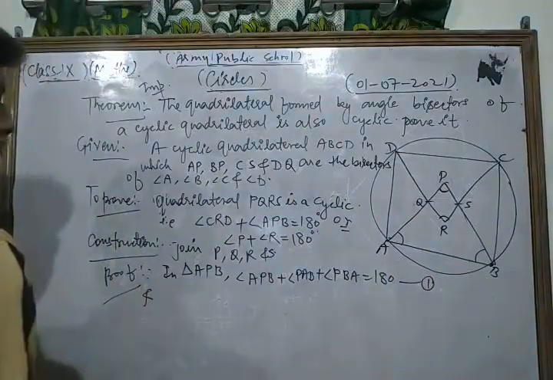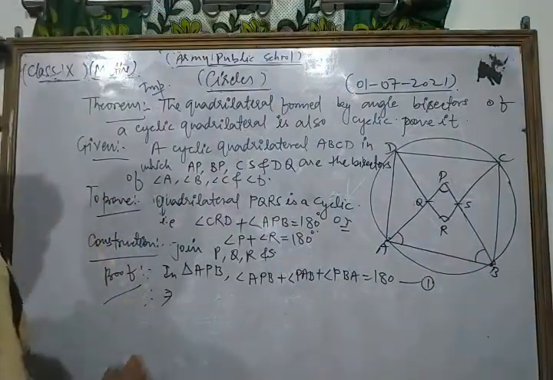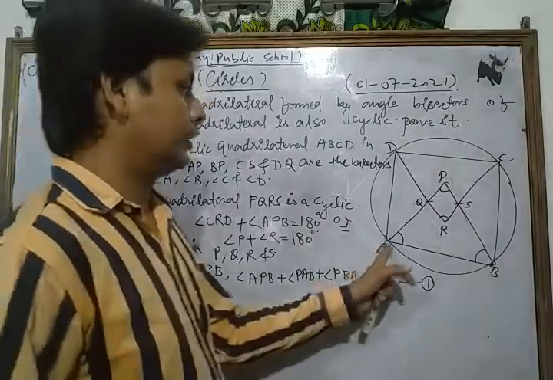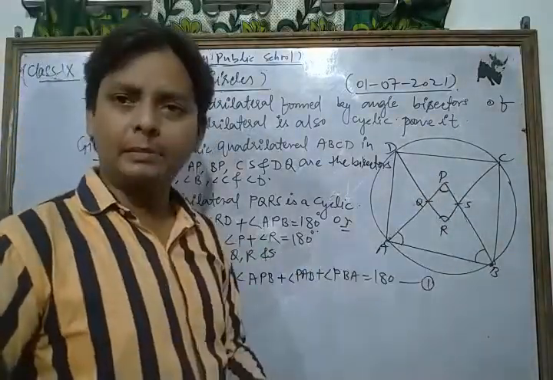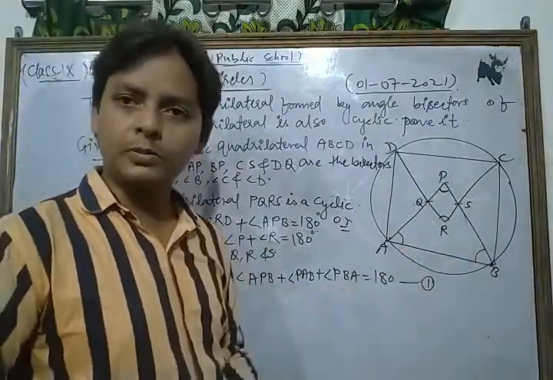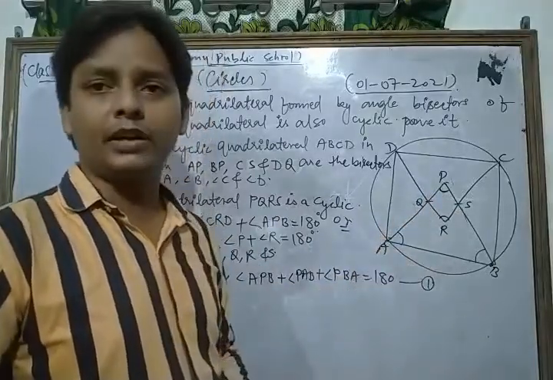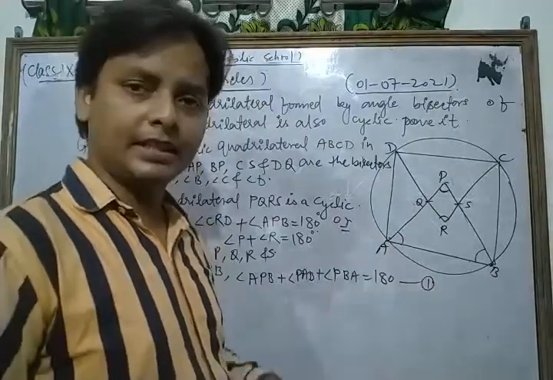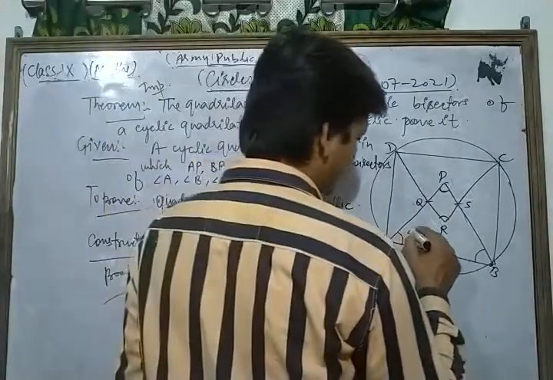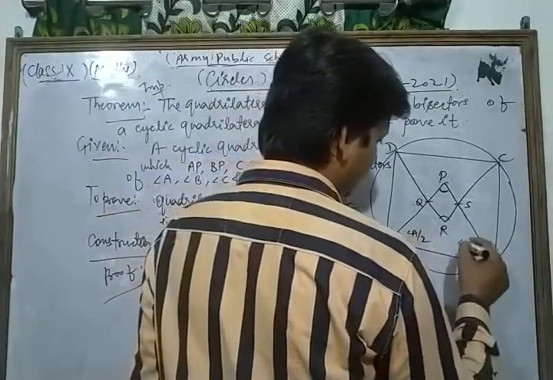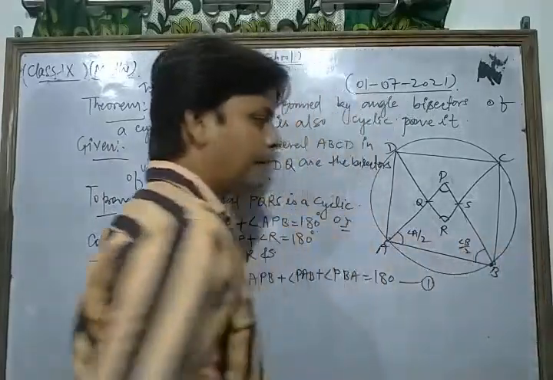And now we also write, look, since AP and BP are the bisectors of angle A and angle B respectively, we can write angle PAB is half of angle A, that is A by 2, because this is the bisector. So this angle we can write as angle A by 2 and this angle we write as angle B by 2.